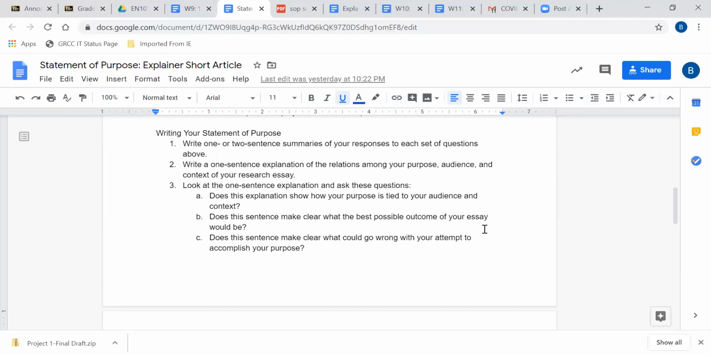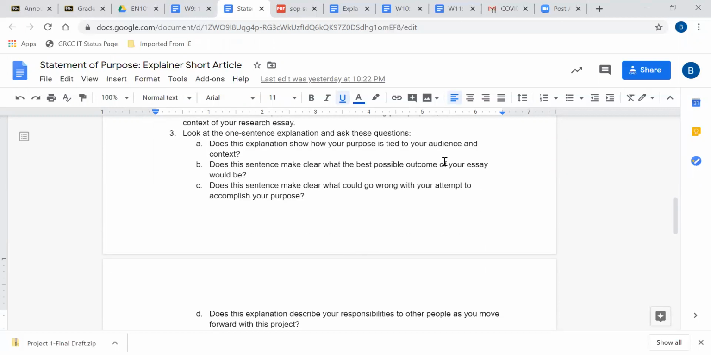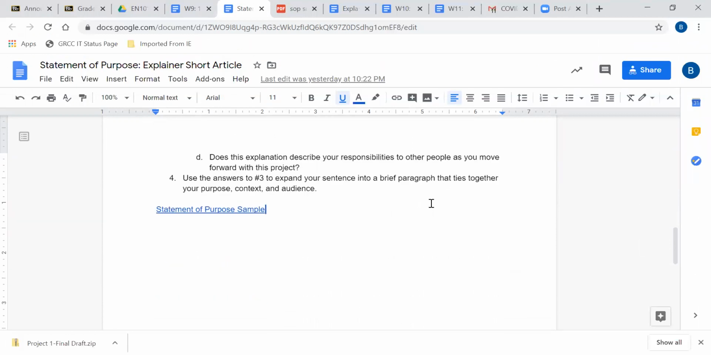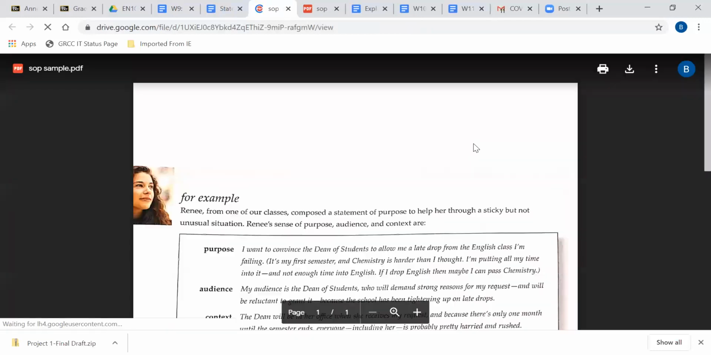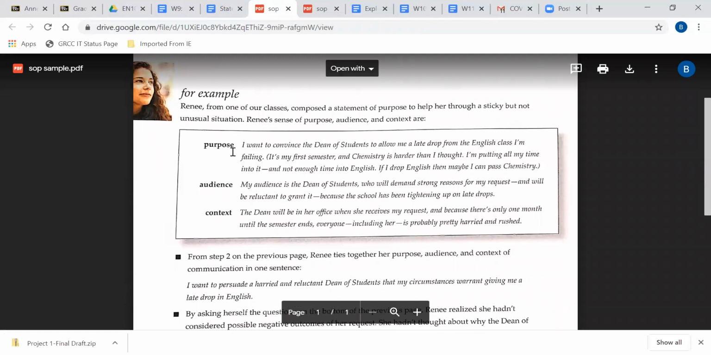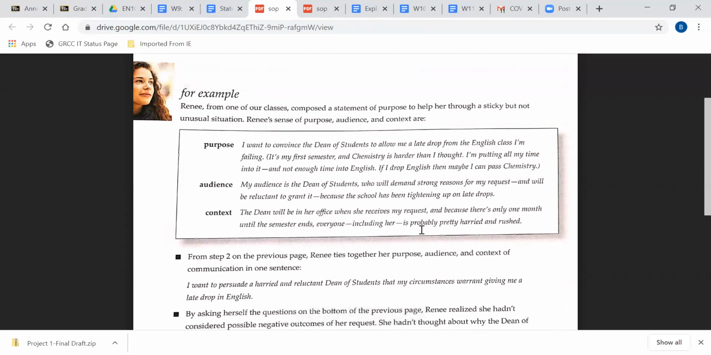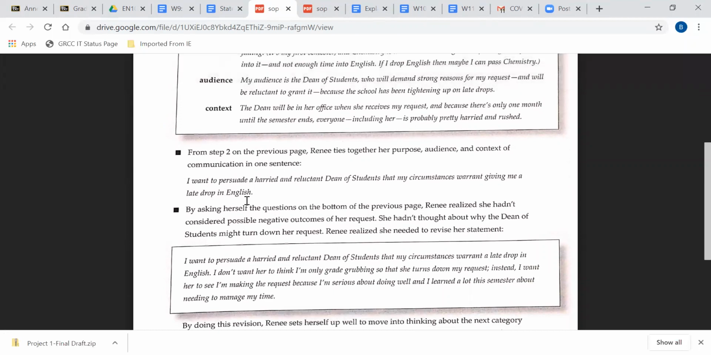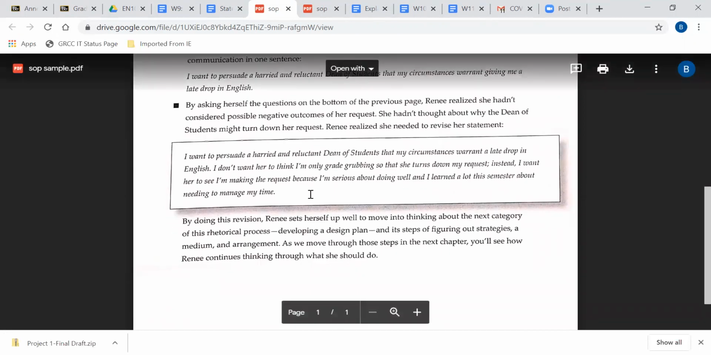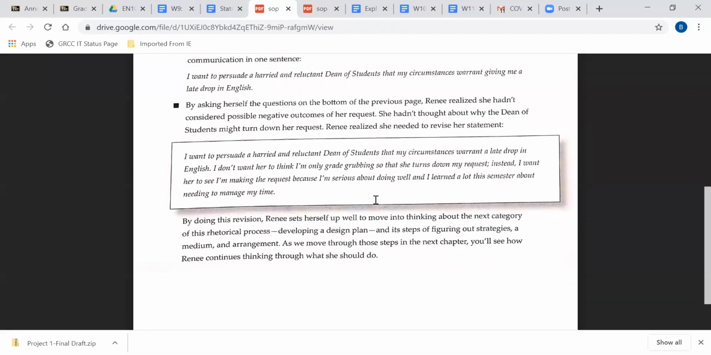And then you'll go back through these four questions and be able to write your own statement of purpose. It's a brief paragraph, so it's a few sentences. It's not just one sentence, it's a few sentences. So if you look at the example that I provided, you can see how this student takes what she answers about her purpose, audience, and context and creates her one or two sentences about each one. And then she narrows that down or focuses that into one succinct sentence here. And then she goes through and answers those questions and writes her statement of purpose paragraph.